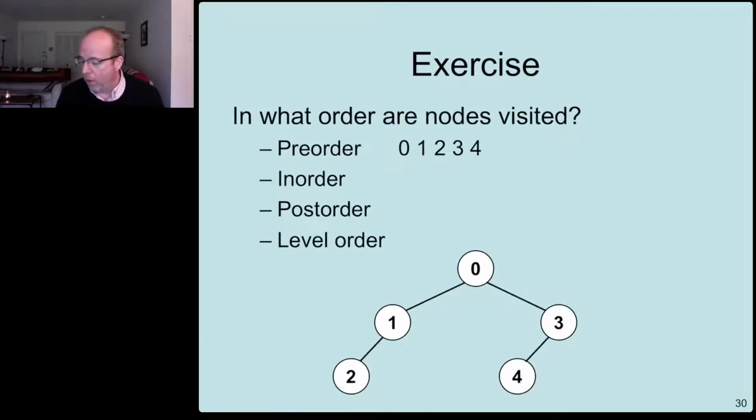In order, we recurse left, recurse left, recurse left, recurse left, we're done. Pop, 2, recurse right, pop, pop, visit 1, recurse right, pop, visit 0, recurse right, recurse left, left, pop, visit right, pop, visit right. So this is 21043.